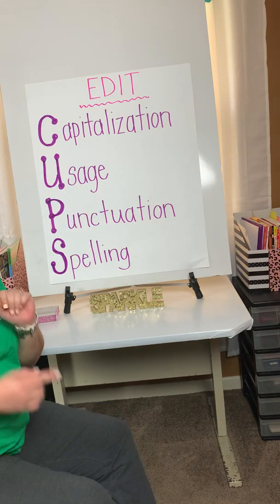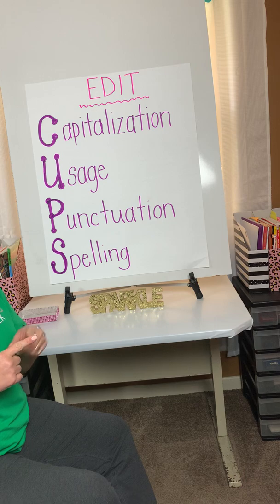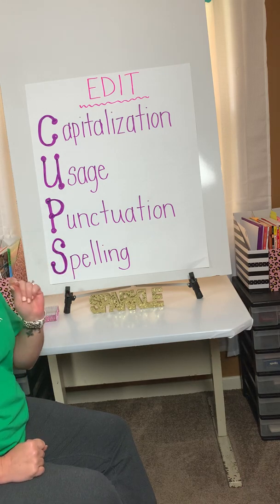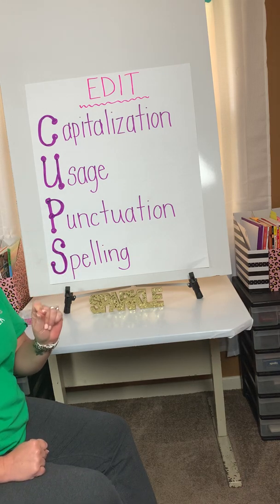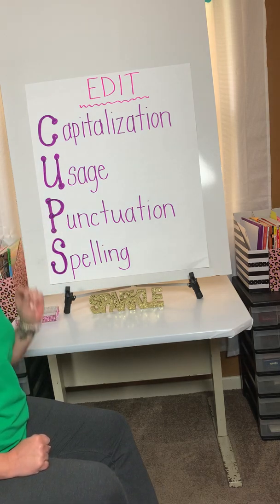Okay, the next part, the U, is for usage. This is where we make sure that our nouns and our verb tense are used correctly. You might want to just read through each sentence to make sure that your verb tense matches the noun that you used.